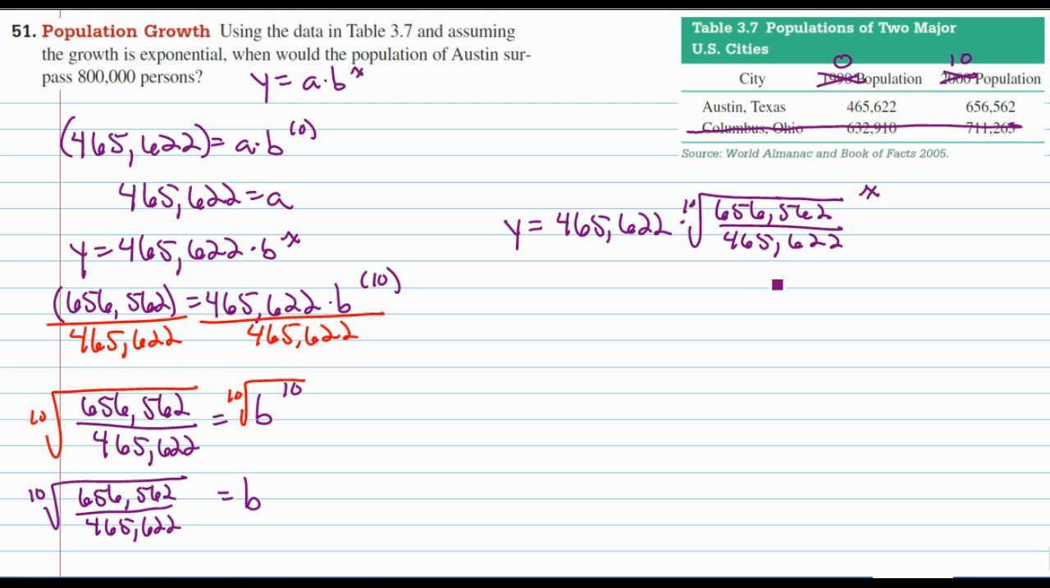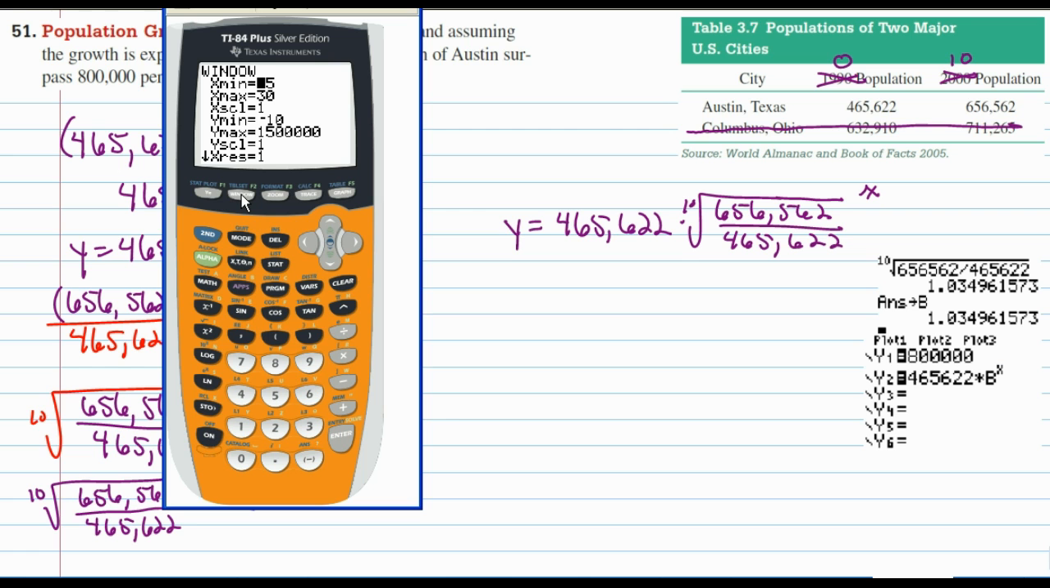I'm going to store my b value in my main screen again, as well as put in y1, 800,000, and then y2, my exponential growth function that I found. This time for my window, my x max, let's see, 30 years is probably a good guess, but it's probably going to take a lot longer than that, just because I'm not really close to, well, I'm kind of close to 800,000. All right, we'll try 30 years.